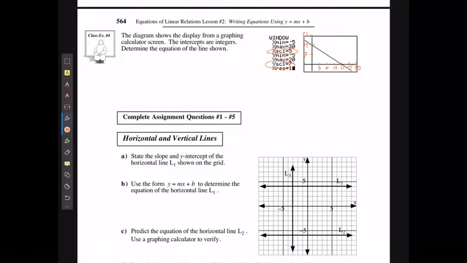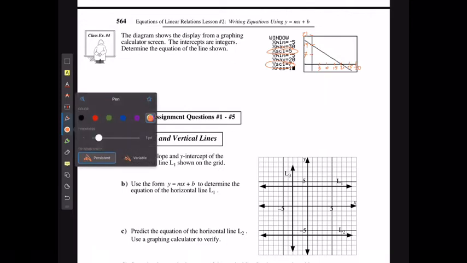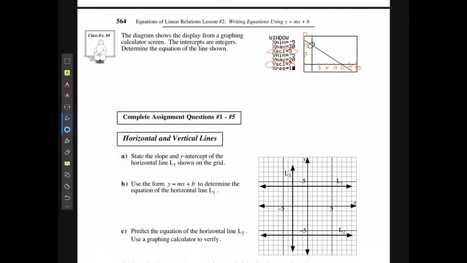So now I can use this because I can see that I have a b value of 14 and I have a slope. Well, I went down by 14 and right by 20 to get to this point, so I'm going to say that my slope is going to be negative 14 over 20, which I can reduce to negative 7 over 10. So what is the equation of this line? y is equal to negative 7 over 10 x plus 14.